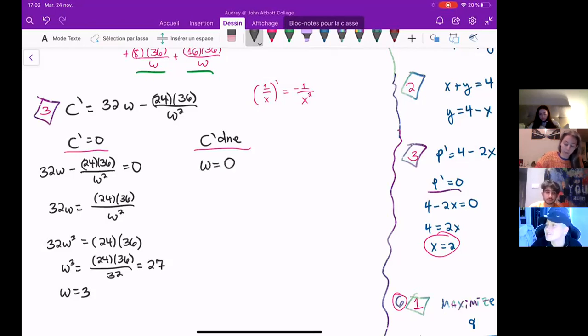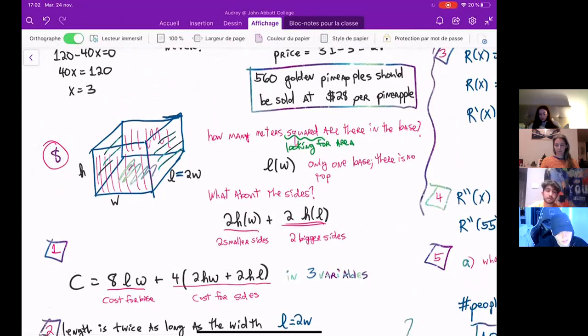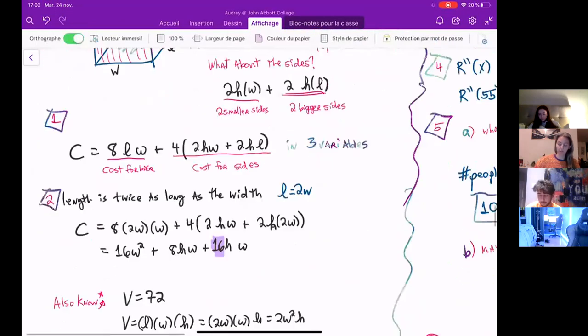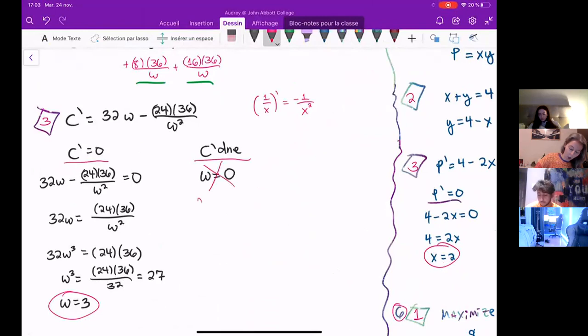So W is equal to 0, but what is W? What does W represent? The width of the tank. So it doesn't make sense if it's 0. Exactly, you got it. So 0 does not make sense. Clearly, I'm not going to have a fish tank with no width. The fish will not fit inside. So we get rid of 0. This doesn't make sense in the context of the problem.